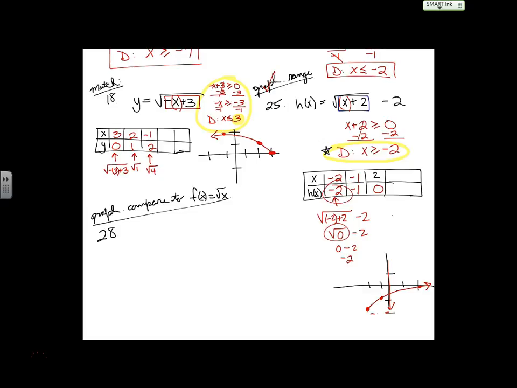So how am I going to explain my range? Is it greater than or equal to, because it's above, right? It's higher than. How low does it go? Negative 2. So what's my range? y greater than or equal to negative 2.